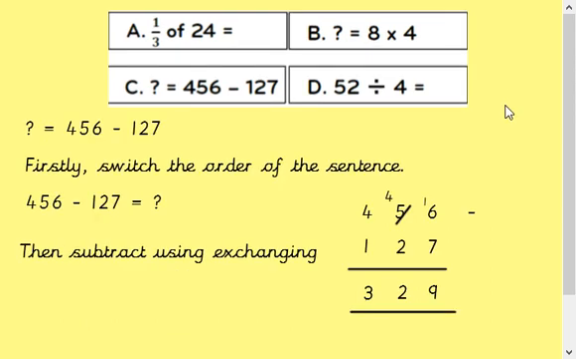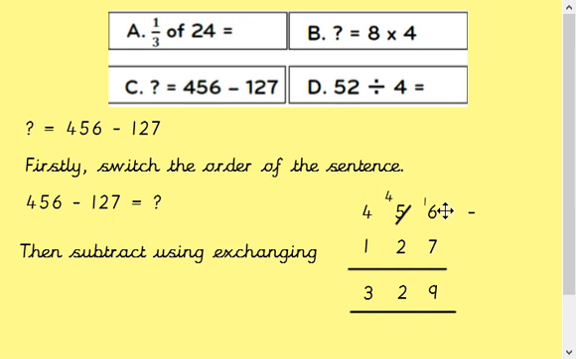Question C is a similar sort of question. They've messed around with the order of the question again. We've got 456 take away 127. What I would suggest you do is switch the order of the sentence around so that it becomes like this. You know that your answer then, you would need to take this number from this number. So over here then, I've set up column subtraction. We will be using what we call decomposition or exchanging if we need to.